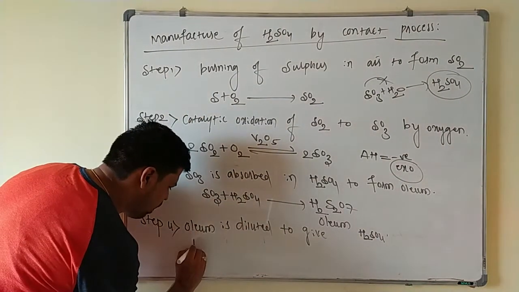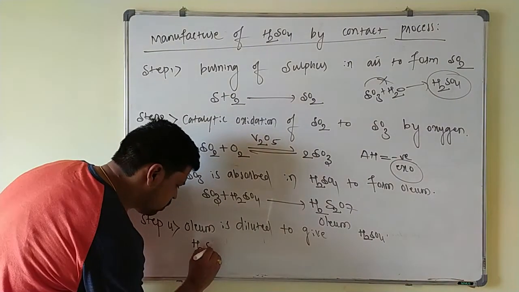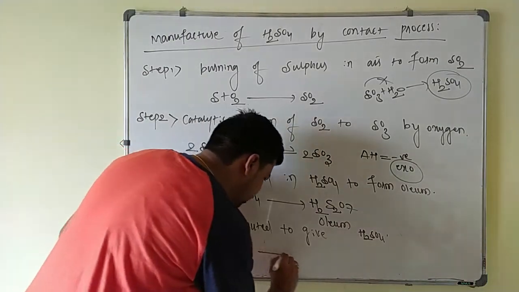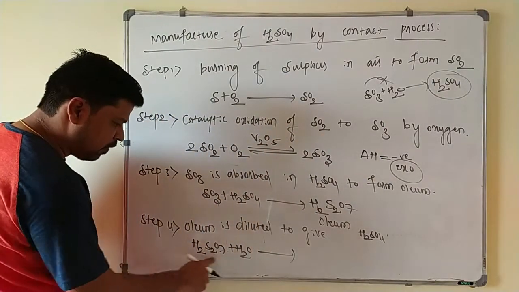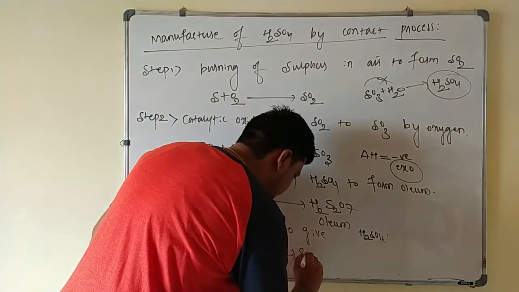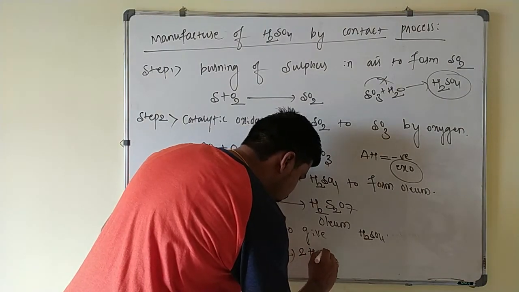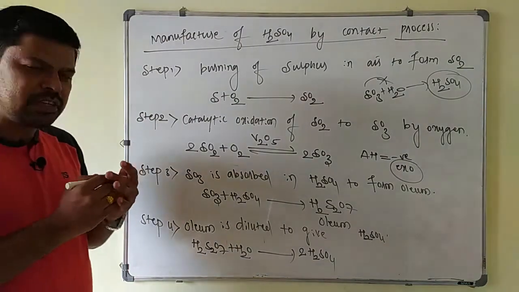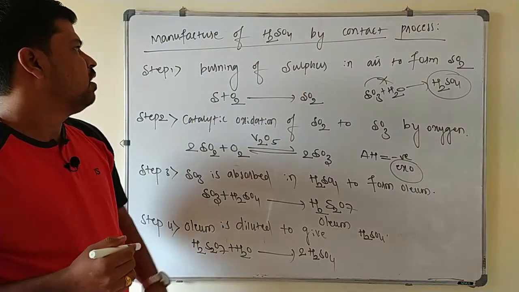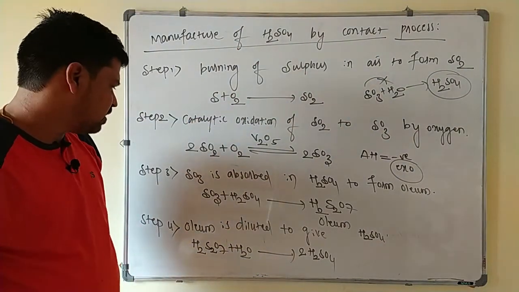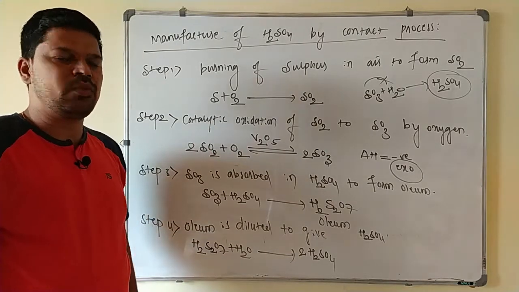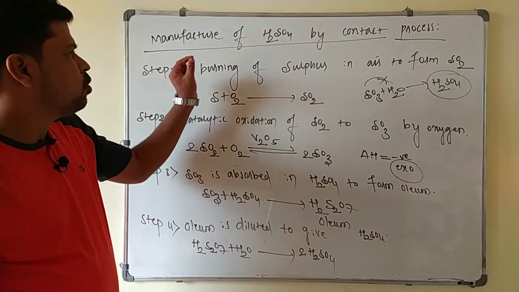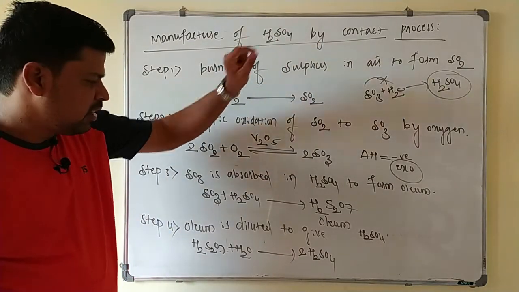Simply you have to add water to the H2S2O7, that is oleum, plus water, then you will get what here? 2 times H2SO4. Okay, these are the 4 important steps you have to write in the manufacture of H2SO4 by the contact process. And on this one they will ask another question: write the optimum condition for the maximum yield of H2SO4 in the contact process. That we will discuss now.